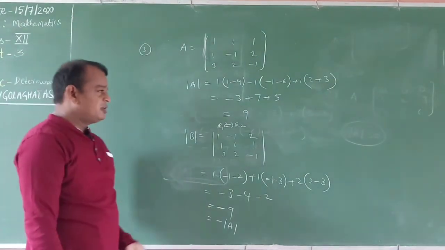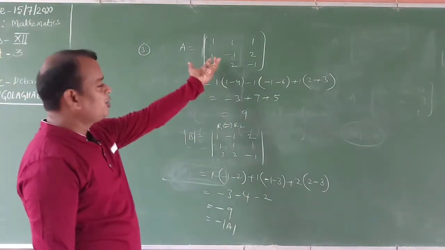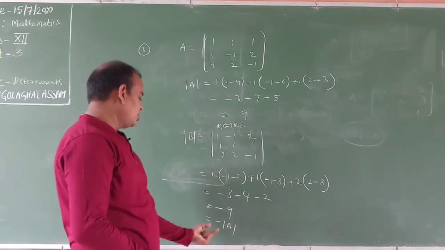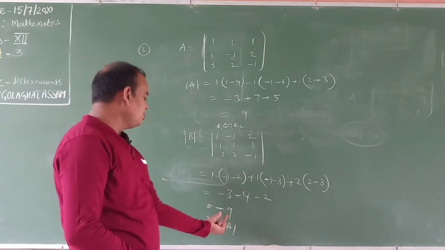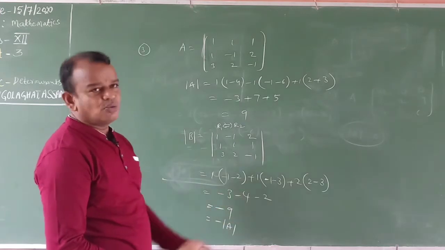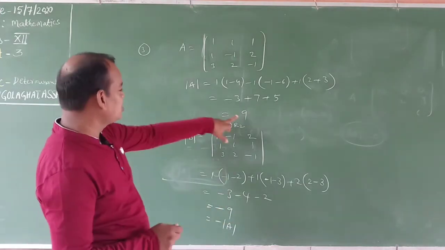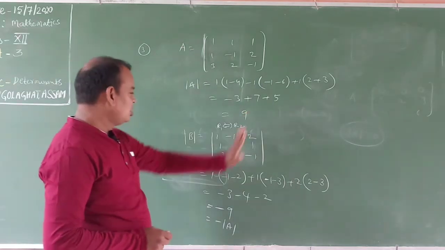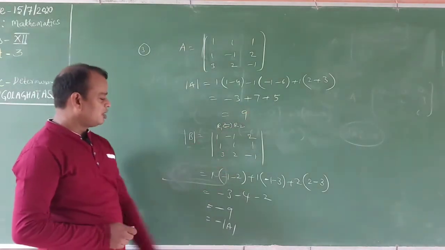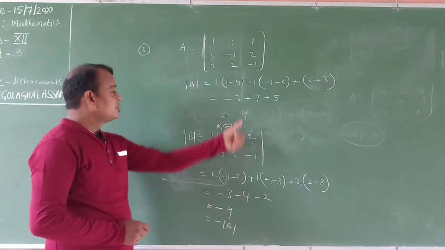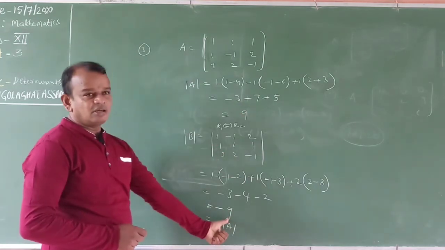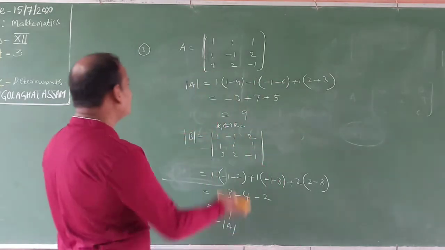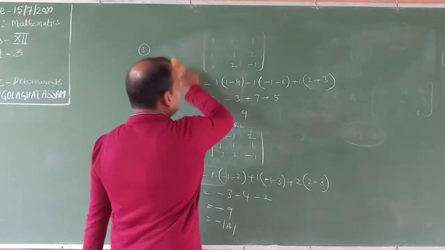In a square matrix, if we interchange any two rows or columns, the sign of the determinant value will be changed. Only the sign, not the value. This is 9. Observe that for the original matrix, the determinant of A is 9. Now interchange the two rows R1 and R2, and we get minus 9. Just a difference in the sign only, not in the value.